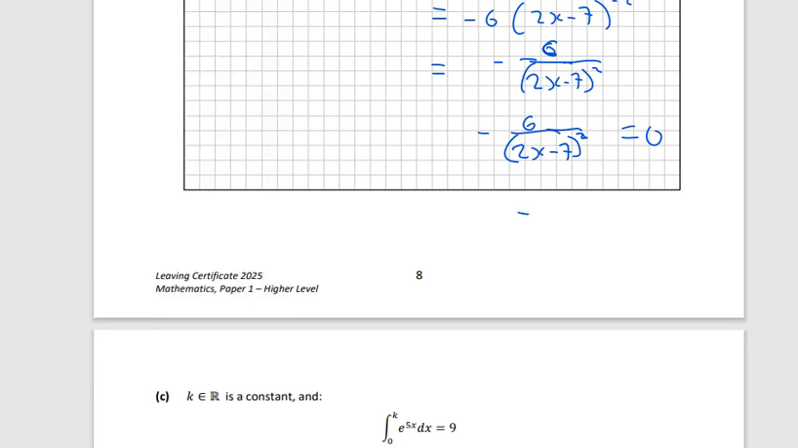And that's kind of the point. So then minus 6 would be equal to 0, and that's not true. So therefore, it can't have max or min. I think that's all you have to show there.